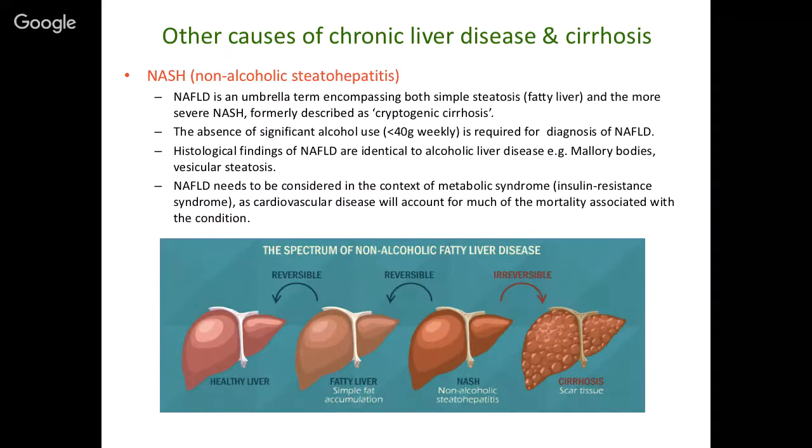Another cause of chronic liver disease is NASH. The umbrella term is non-alcoholic fatty liver disease, and that encompasses both simple steatosis or simple fatty liver and NASH, which is a more severe form of steatohepatitis. The important thing here is, this is pretty much eating lots of fatty food, and that can affect your liver. It needs to be considered in the context of metabolic syndrome, because that's probably more likely to kill you than your chronic liver disease and cirrhosis.